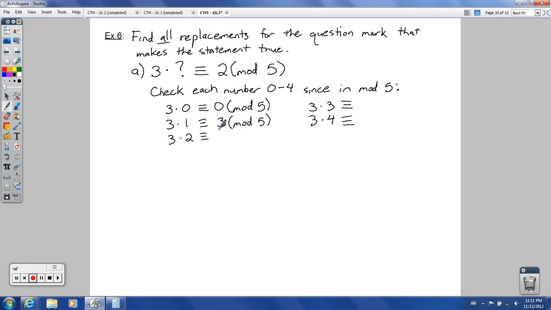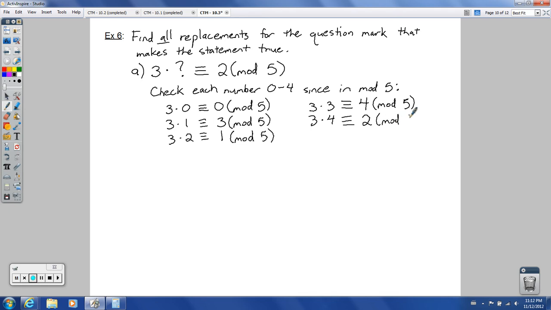Now 3 times 2, this is where we have to think about it one more step. 3 times 2 is 6, but 6 is not allowed in mod 5. 6 divided by 5 though has a remainder of 1. So 3 times 2 is 1 in modulus 5. 3 times 3 is 9. 9 divided by 5 is 1 with a remainder of 4. So that is 4 in mod 5. And then 3 times 4, that is 12. 12 divided by 5 has a remainder of 2 in mod 5.